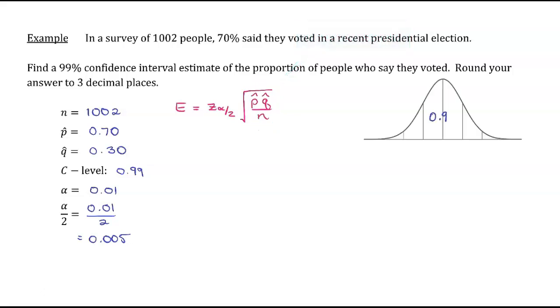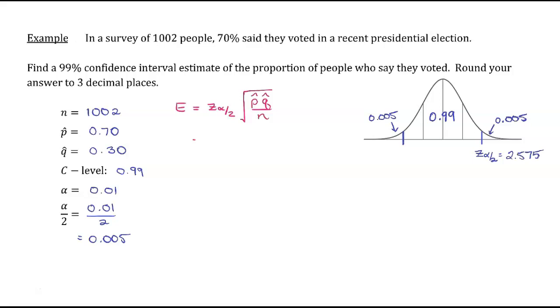With our confidence level of 0.99 and only 0.005 left in each tail, those are our alpha over 2 values, z sub alpha over 2 is the z-score that has a left area of 0.995. Using your z-table or invNorm function, we find this z-score to be 2.575.